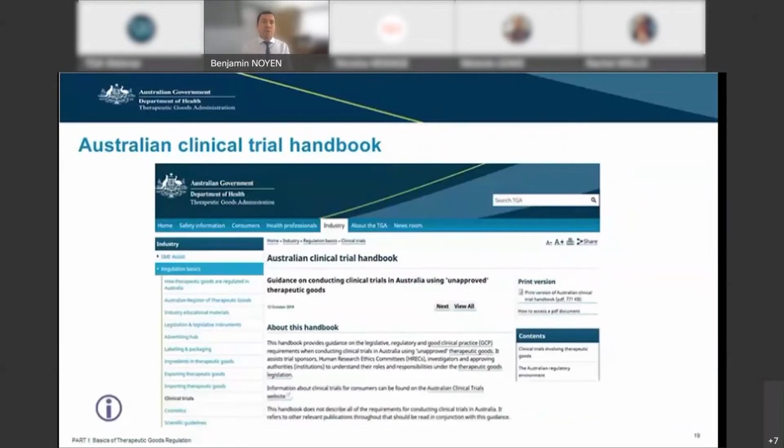The Australian Clinical Trial Handbook provides guidance on requirements when conducting clinical trials using unapproved therapeutic goods. It helps those involved to understand their roles and responsibilities under our legislation. For more information on responsibilities outside of TGA requirements, please visit the National Health and Medical Research Council Australian Clinical Trials website.